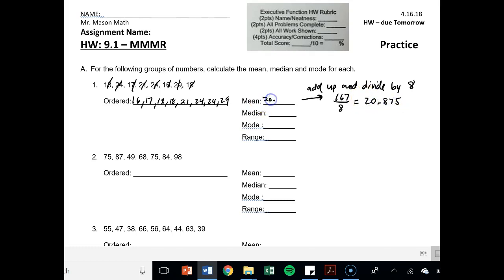Right? So I should see that work when you're trying to calculate the mean, writing what you're going to do, how much you're going to divide by, and then that actual work. I know you get a calculator to get your total and division, but we still want to show the work.